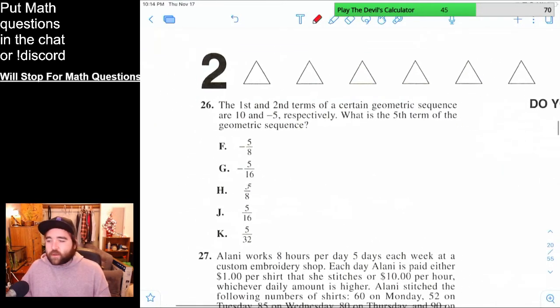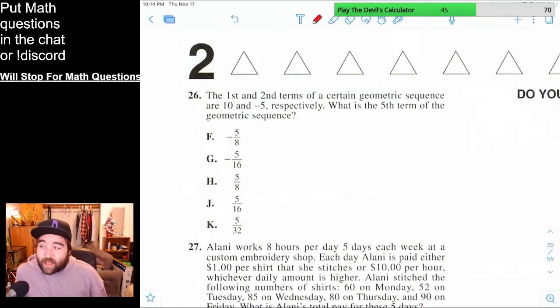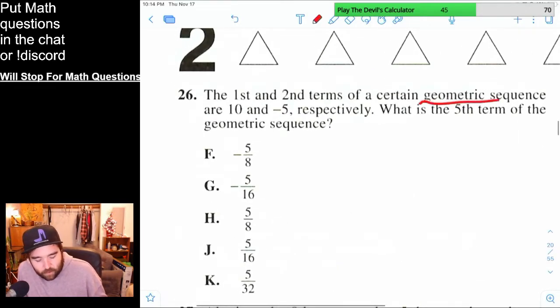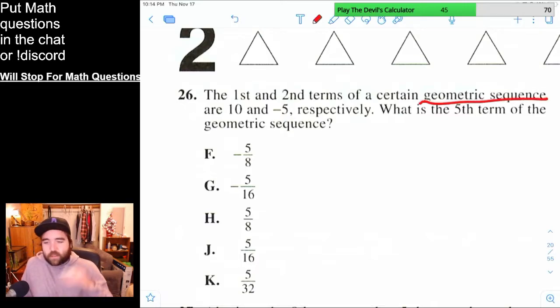All right, so this is one of those things that's on the ACT, but not on the SAT. So the first and second terms of a geometric sequence are 10 and -5, respectively. What is the fifth term of the geometric sequence? So I would just do it out. So geometric sequence, yeah, you definitely actually have to know that here. The geometric sequence means that you're multiplying by the same thing every time.